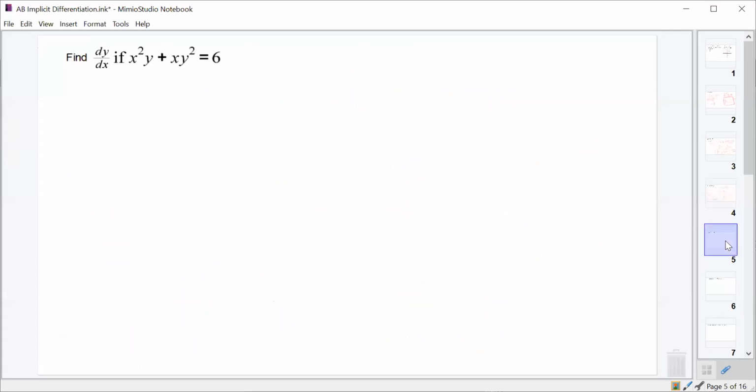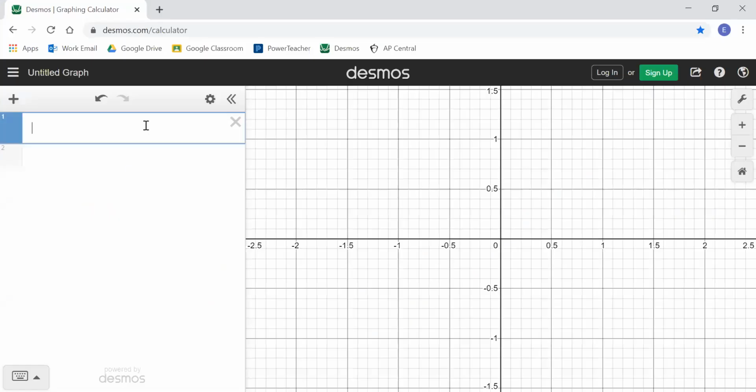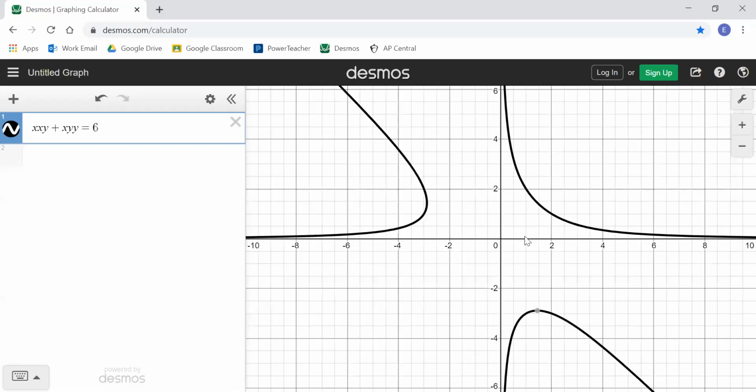All right, let's do another one. x squared y plus xy squared equals 6. Before we get started on taking the actual derivative of it, let's take a look at what the graph is, yeah? So x squared y plus xy squared equals 6. I get that typed in right? Yeah, x squared y plus xy squared equals 6.